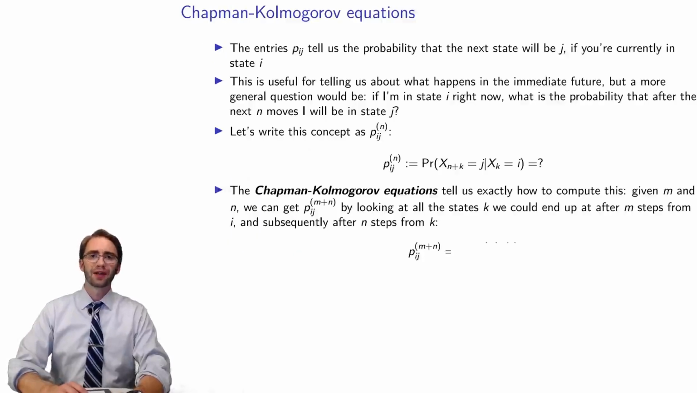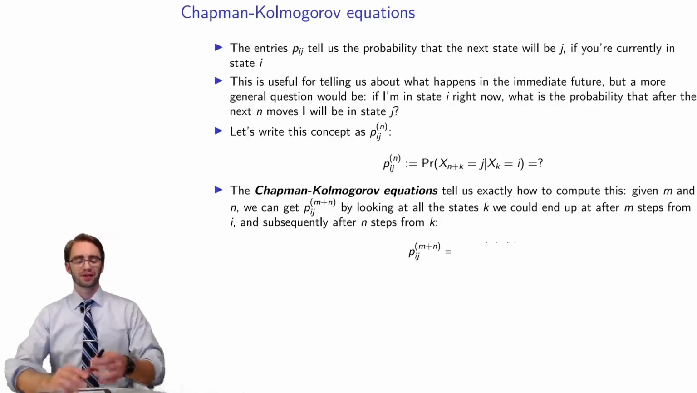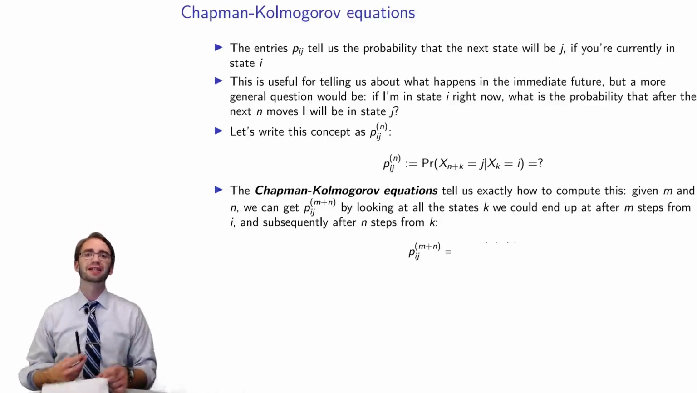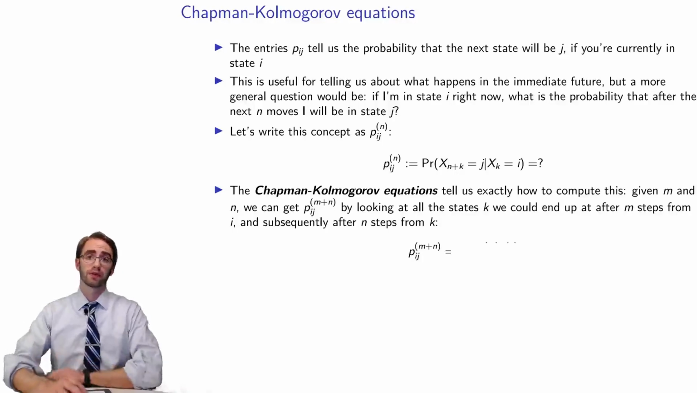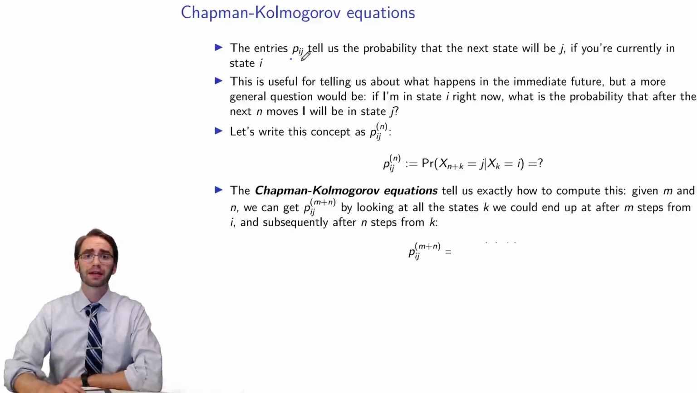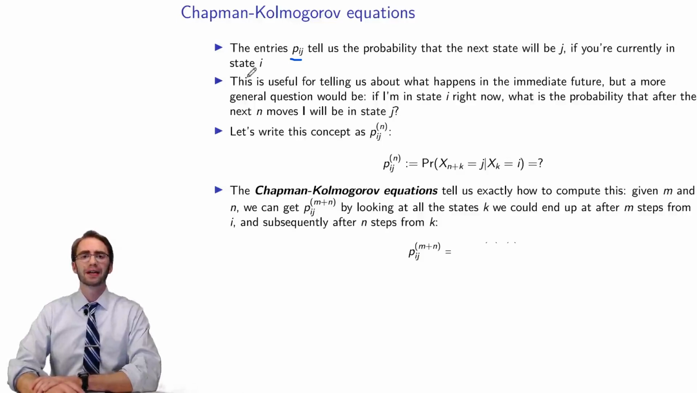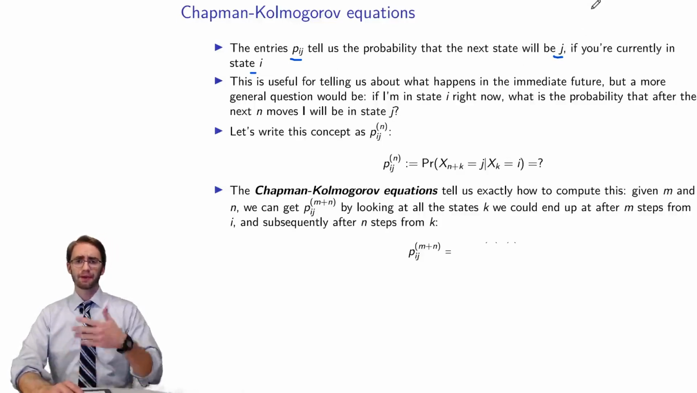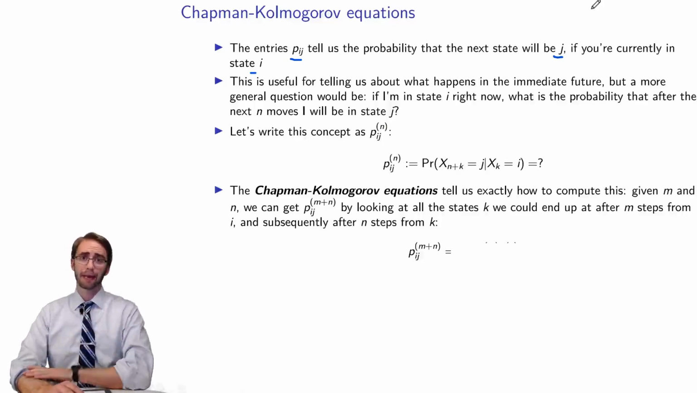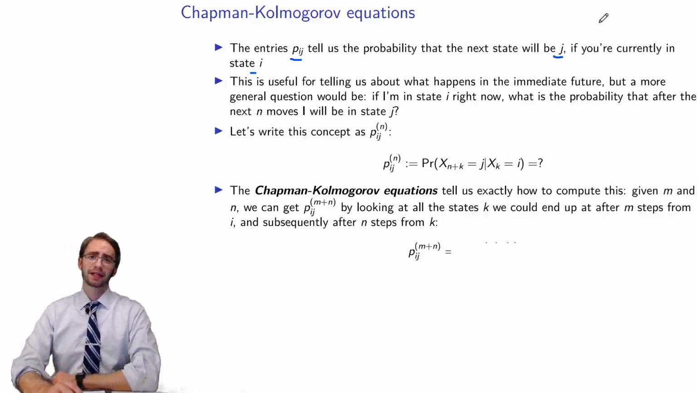Let's do our first non-trivial investigation involving Markov chains, and that is something called the Chapman-Kolmogorov equations. So by now, I hope you recognize that these entries of this matrix, these P_ij, tell me if I'm currently in state i, that's the probability that the next state I land in is j. Okay, so that tells me the probabilities of where I'm going to land in the very next step. Let's generalize that, and let's say, okay, if I'm in state i right now, what's the probability that after the next n moves, I will be in state j, where n is any number we like.